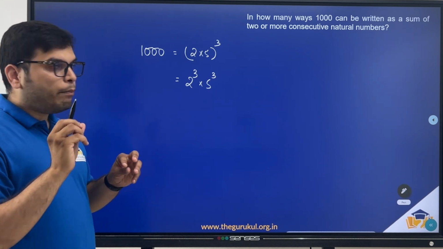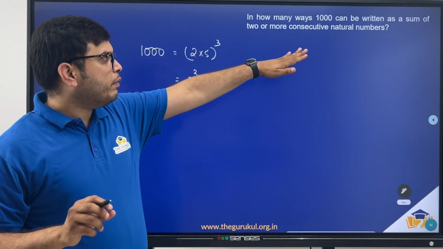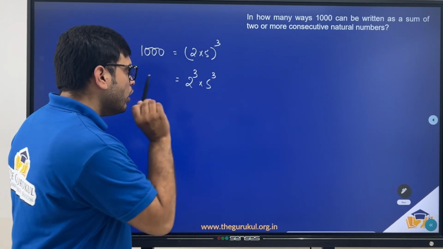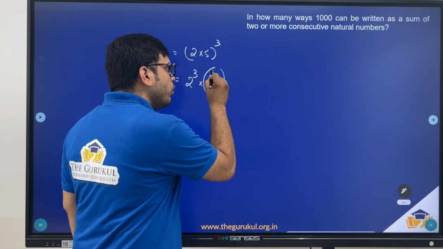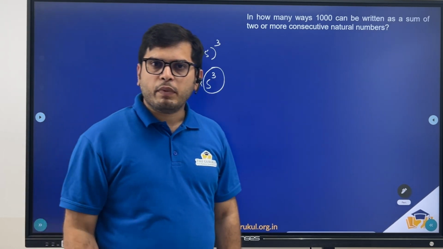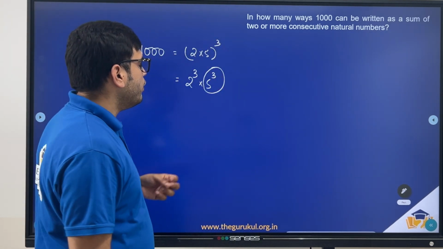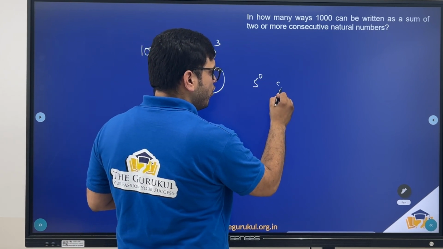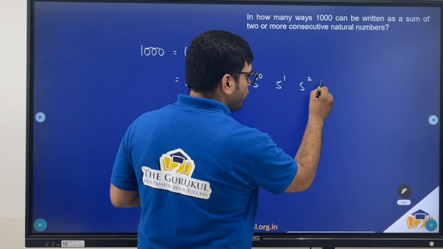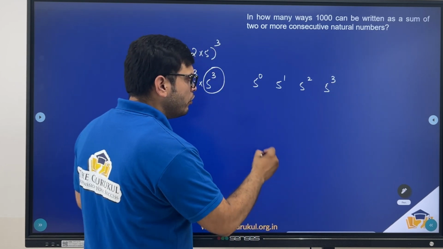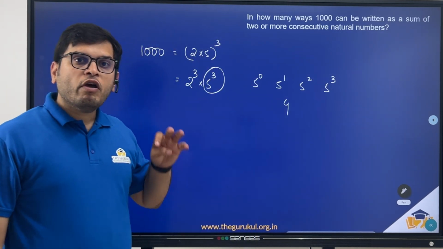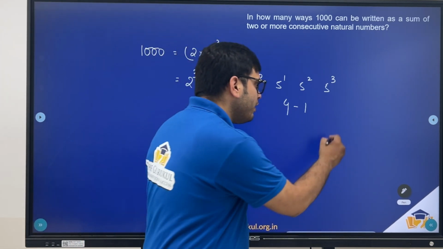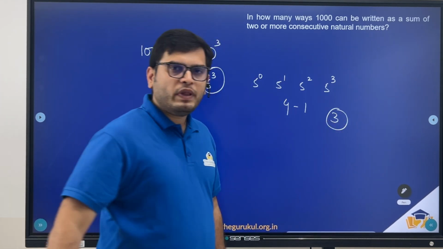Right. So the number of ways any number can be written as the sum of two or more consecutive natural numbers would be, right. Now all you need to do is consider only the odd factors of that number. How many odd factors are there? Right. So there are 4 odd factors: 5 power 0, 5 power 1, 5 power 2, 5 power 3. Right. So you have 4 odd factors. From that, you need to subtract 1. Right. So 4 minus 1, 3 should be the answer to this question.